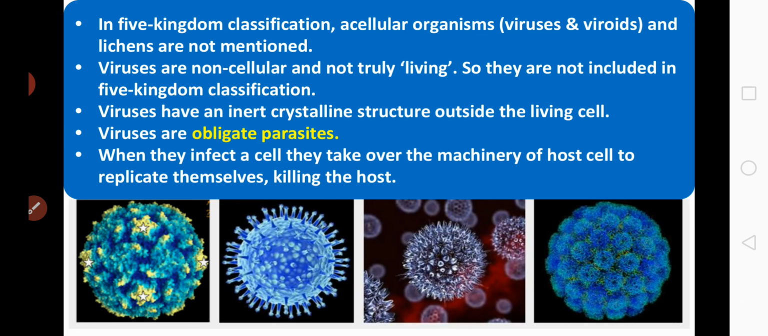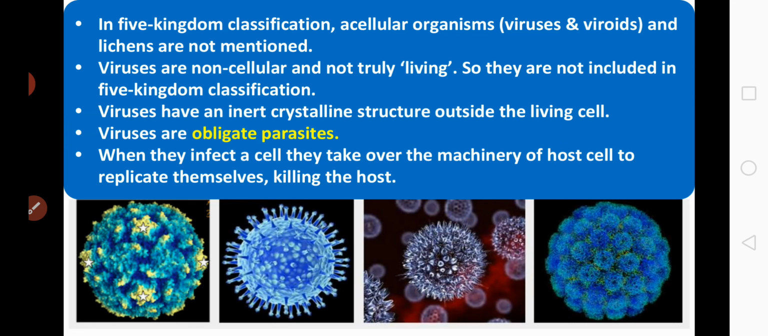Okay, so in five kingdom classification, these viruses, viroids and lichens are not mentioned. And the viruses, they are non-cellular, means without cell, and not truly living. That means outside the cell or outside the host, they are non-living. So they are not included in the five kingdom classification. Understood?